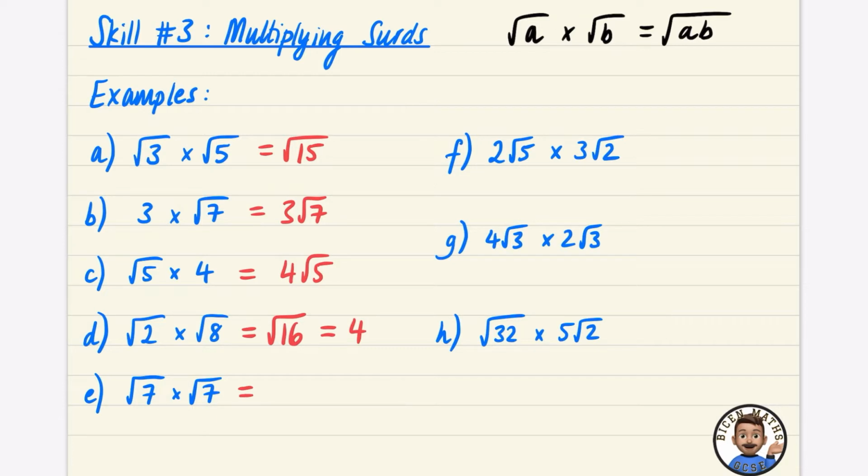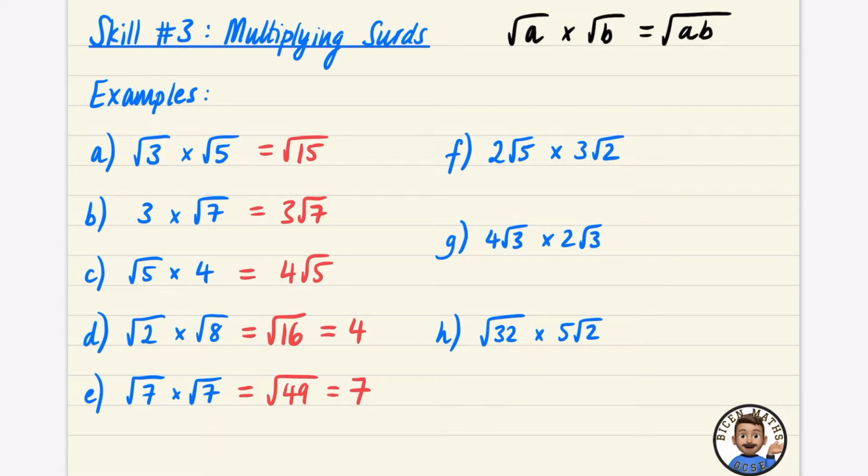We can do the square root of 7 times the square root of 7. Now, you actually already know that the answer to this must be 7, because it's saying what number, when you multiply it by itself, gives you 7. But if we do it the long way, we can do the square root of multiplying the two numbers together. 7 times 7 is 49, and the square root of 49 is 7.